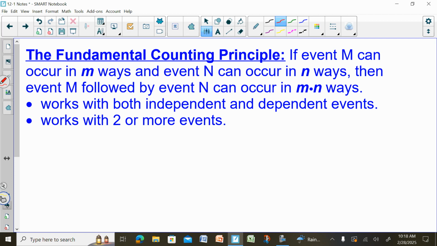Here's the fundamental counting principle that I described, where you just multiply. If event M can happen M ways and event N can happen N ways, your event M would be crust flavor. There were 5. Event N would be crust type. There were 3. And then we had even more than that, the topping choices. You just multiply all the choices together, and that works. It works with both independent and dependent events, but with dependent, you have to manipulate the data a little bit more because maybe there are not as many choices. It works with 2 or more events because you have to have at least 2 things to use multiplication.